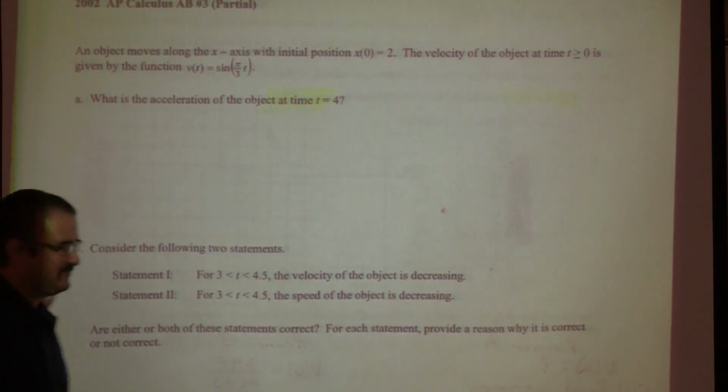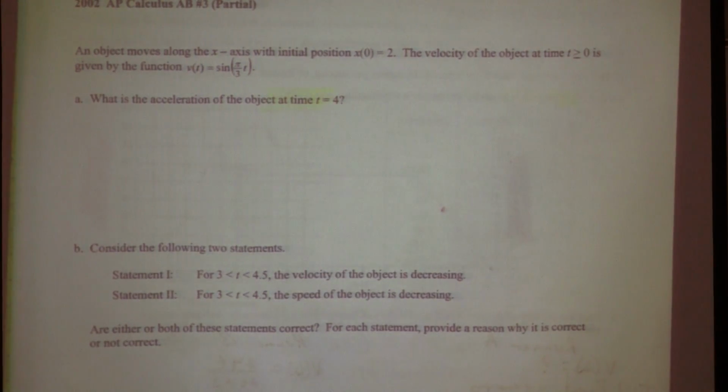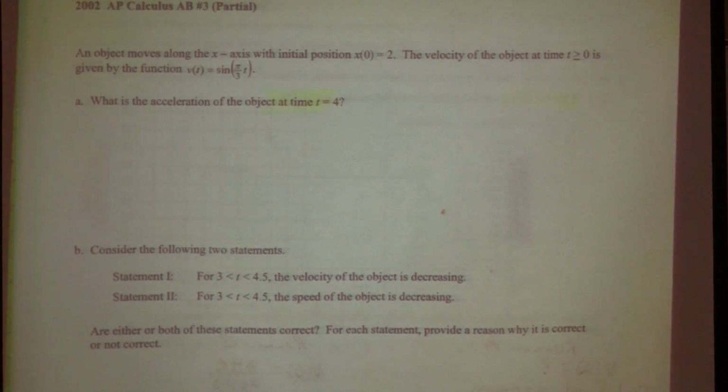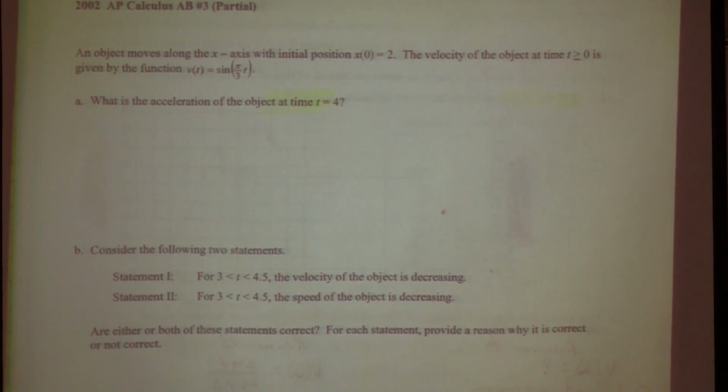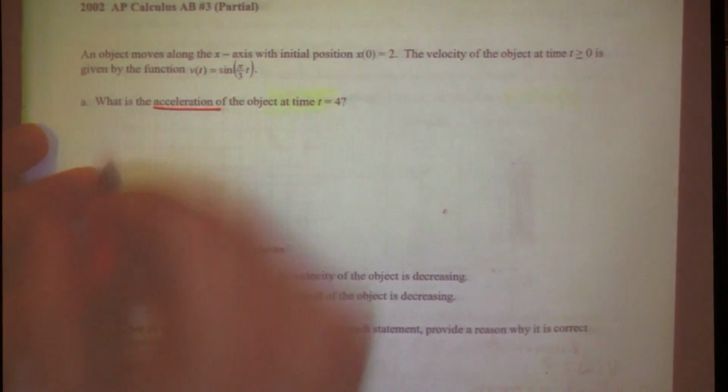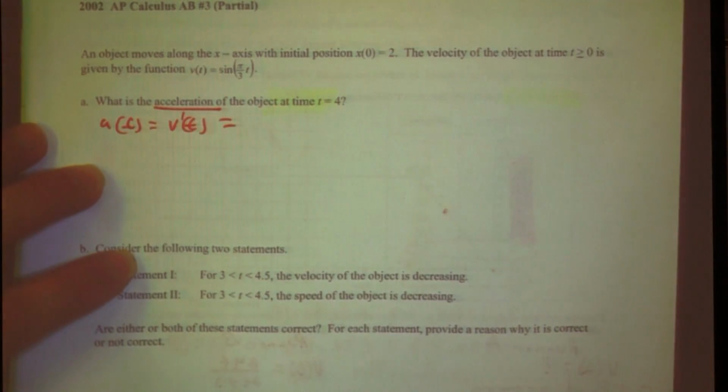The last example here. Something with trig, okay? And this is question number 3. So this is no calculator. So an object moves along the x-axis with an initial position x of 0 equals 2. The velocity of the object for t greater than or equal to 0 is given by this function. V of t equals sine of pi over 3t. What is the acceleration of the object at t equals 4? So what do I need to do in order to find acceleration? The derivative of velocity, right? So a of t is equal to v prime of t. Can we find the derivative real quick? What's the derivative of Mr. Sines?